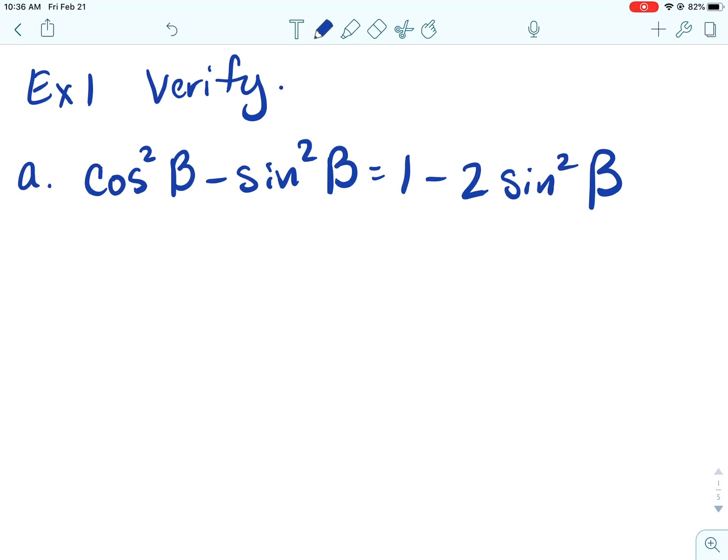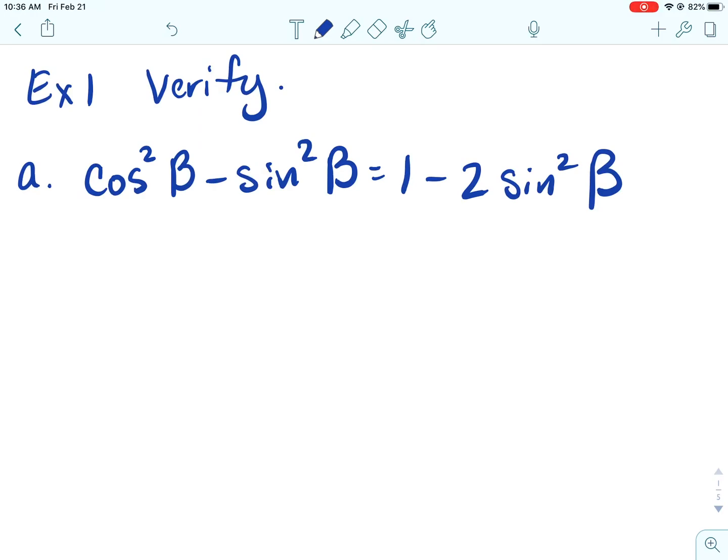All right, and this is one of those ones where it's kind of difficult to decide which side is more complicated and which side is less complicated. So I'm going to say that the left side is the more complicated side, because you have two different trig functions. This one has a 1, so it's slightly less complicated.